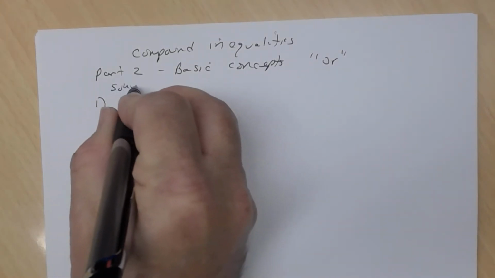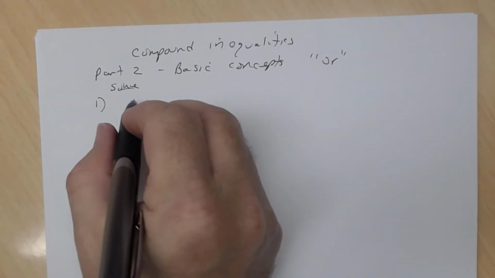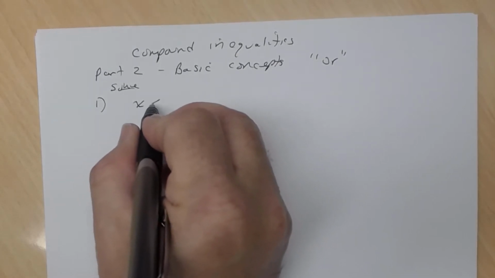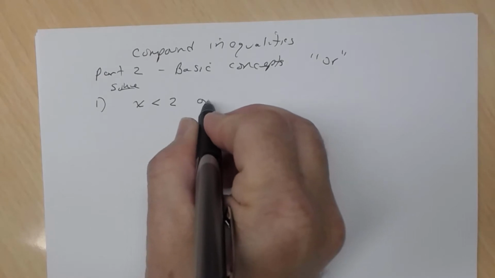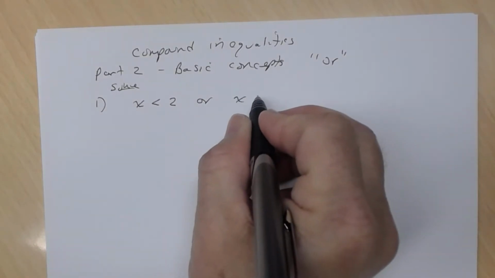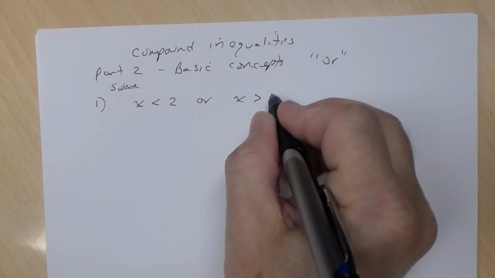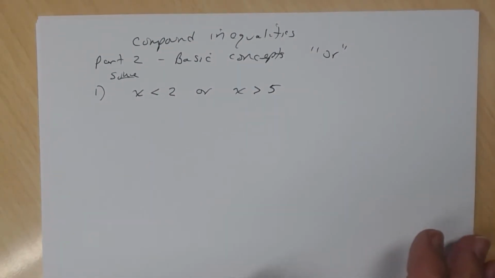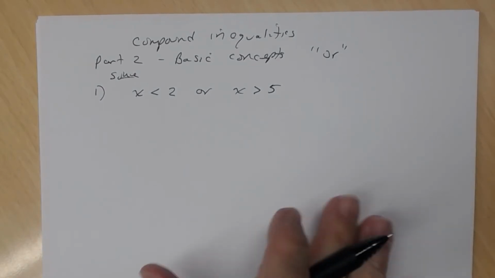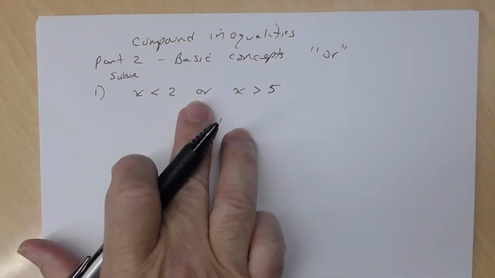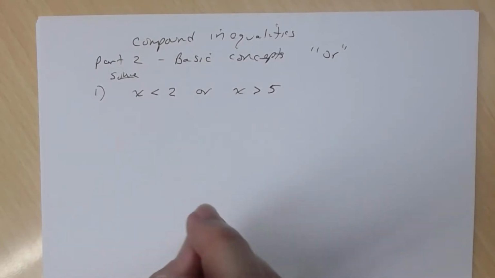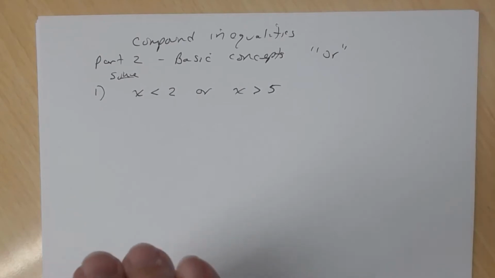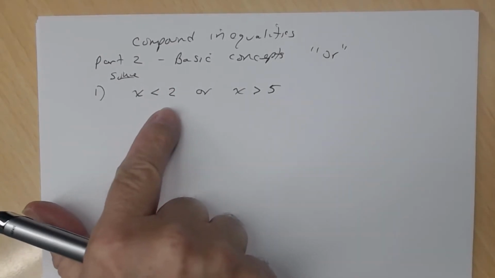Okay, so we're going to solve this compound inequality. Let's suppose we had x is less than 2 or x is, let's say, greater than 5. Now listen carefully to this. Remember in part 1, we talked about an "and" statement. Now we're talking about an "or". An "or" you're going to discuss differently, but with some similarities. So you're looking for the solutions.